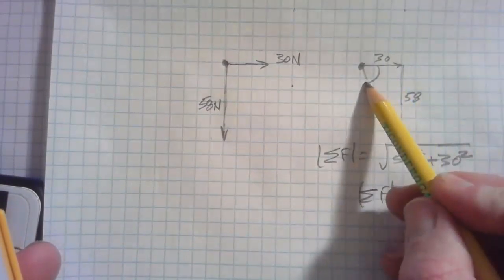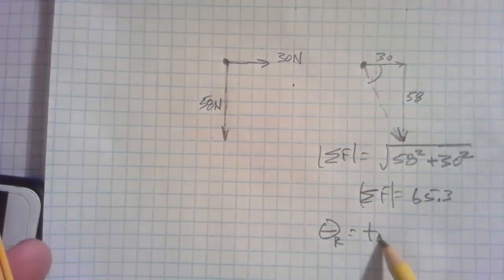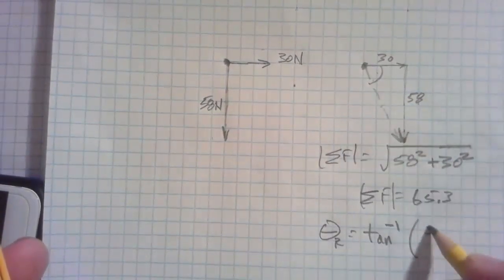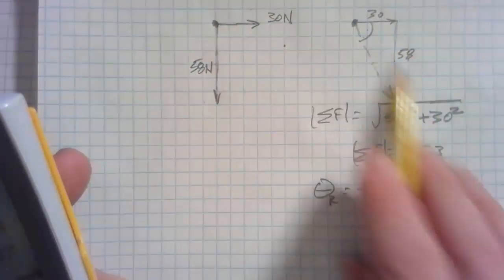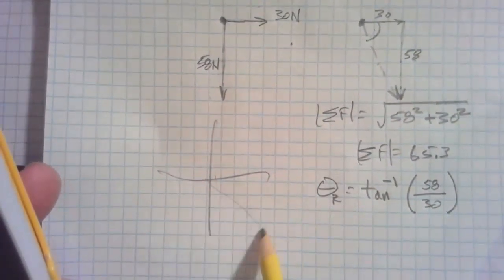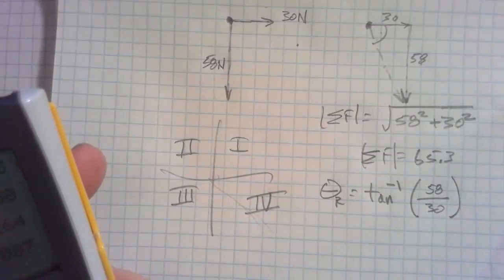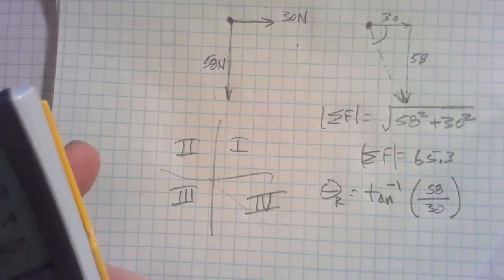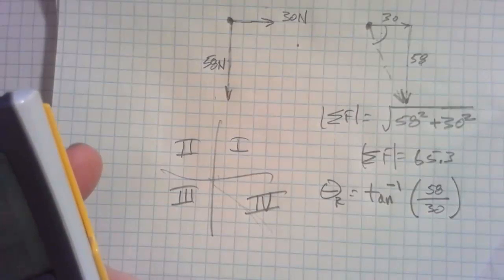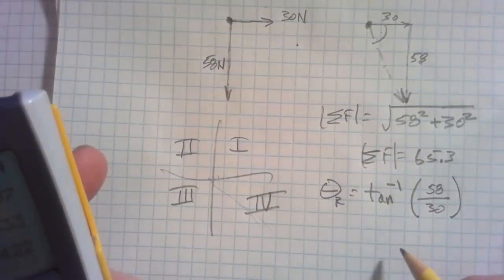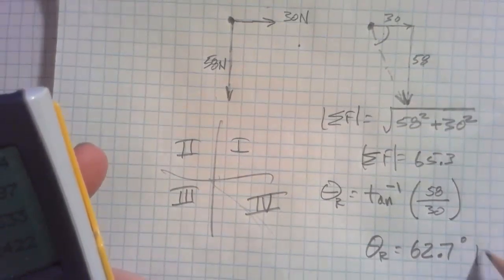And now we need this angle. So the opposite is 58, the adjacent's 30. So the reference angle is going to be the inverse tangent of the 58 over the 30. And that's going to be, let's see, down and to the right. So if you consider your quadrants, that's going to be down here. So that's not the first quadrant, not the second, not the third. It's the fourth quadrant. Let's get the angle first, I guess. So 58 divided by 30. And we want the second tangent of that number. And that angle is 62.7. And that is in the fourth quadrant.